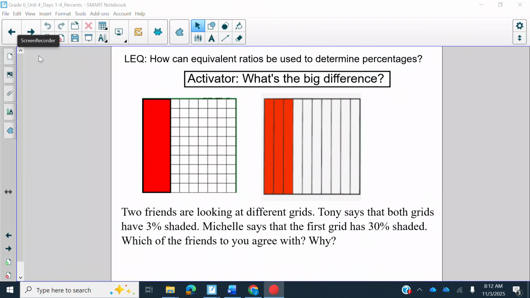What you need to start thinking about here is that that first picture actually has 100 squares and 30 of them are colored in, and this grid has 3 that are colored in out of 10. So they're different fractions, and by the end of this lesson, you should be able to decide if they are the same, if one is more than the other, or how they're related.